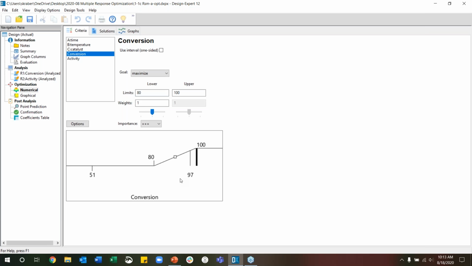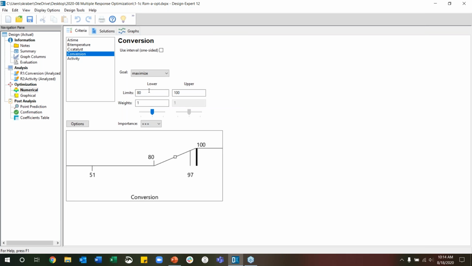They work, but I highly recommend that you change them to be more reflective of what you actually want out of the process. So since I want to maximize conversion, I want my lower limit to be the minimum conversion that is acceptable. So when I look at my range, well, although I measured some conversions of like 51 and 60, 70, that's not acceptable to me.